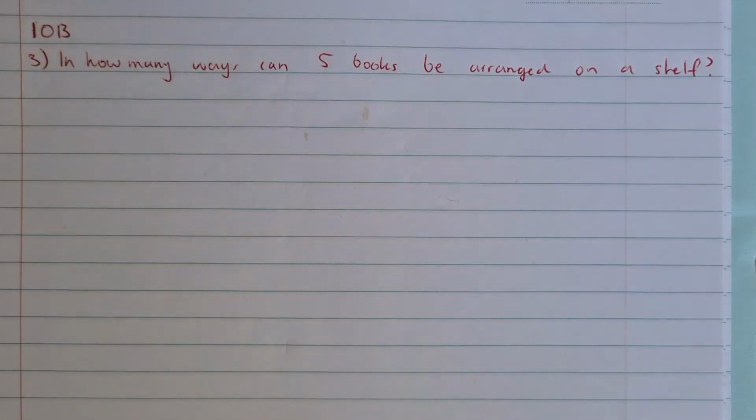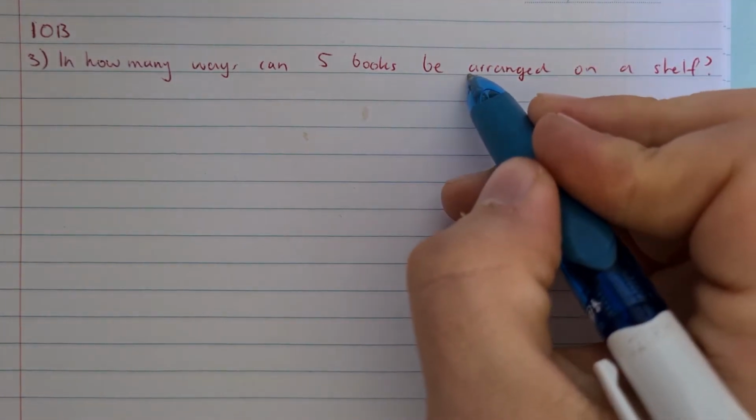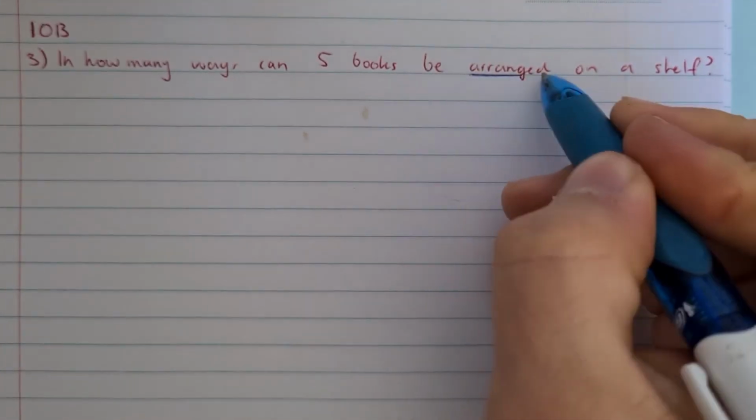In this video, I'm just going to run through a couple of the textbook questions from RLT3. I'm going to kick off with Chapter 10b, Question 3. We are asked, how many ways can 5 books be arranged on a shelf? And the key word here in this question is arranged.